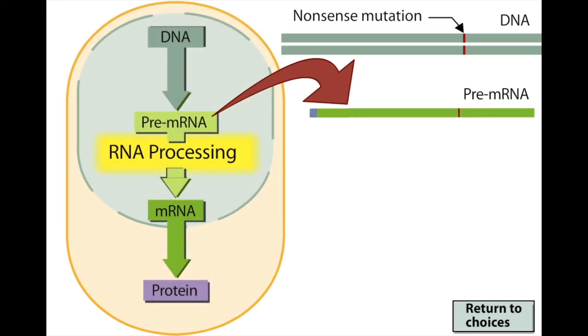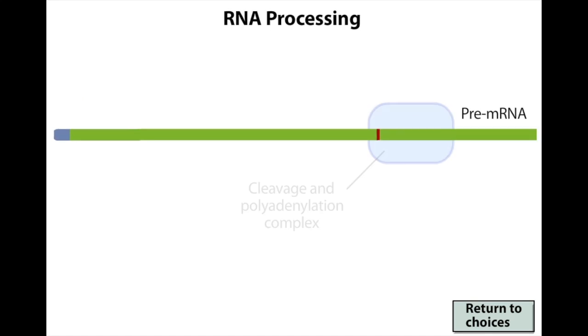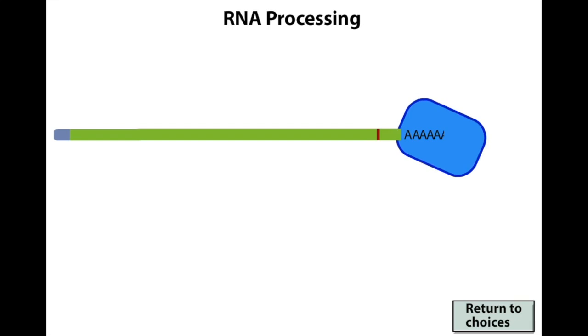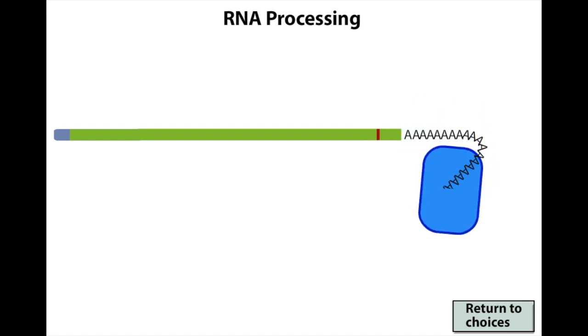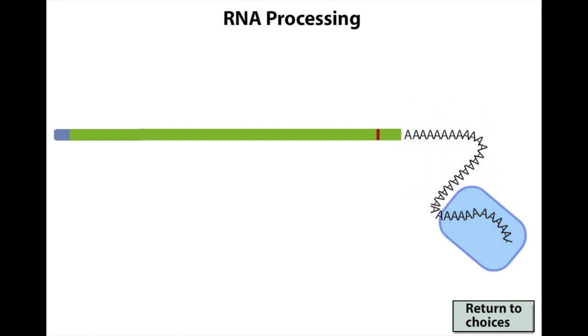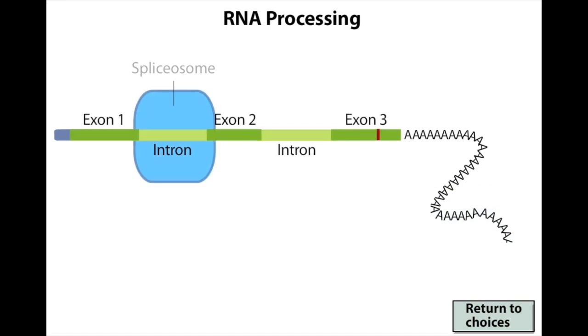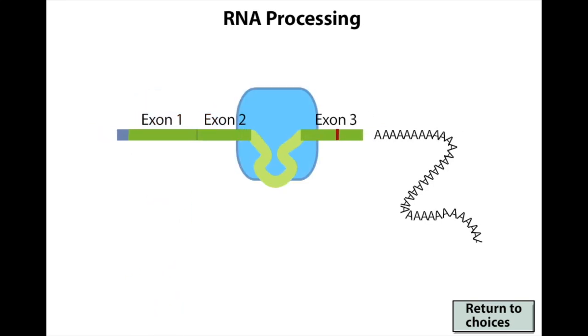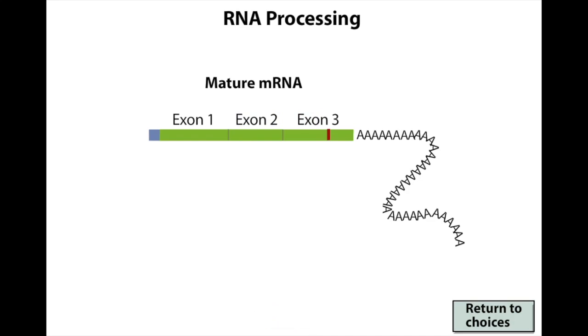Next, the pre-mRNA is processed. A poly-A tail is added to the pre-mRNA, and the introns are spliced out. Because the mutation is in a coding region in the third exon, it ends up in the mature mRNA.